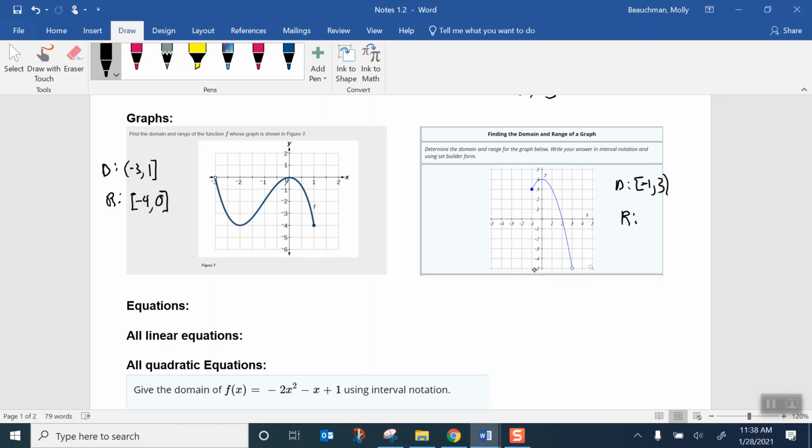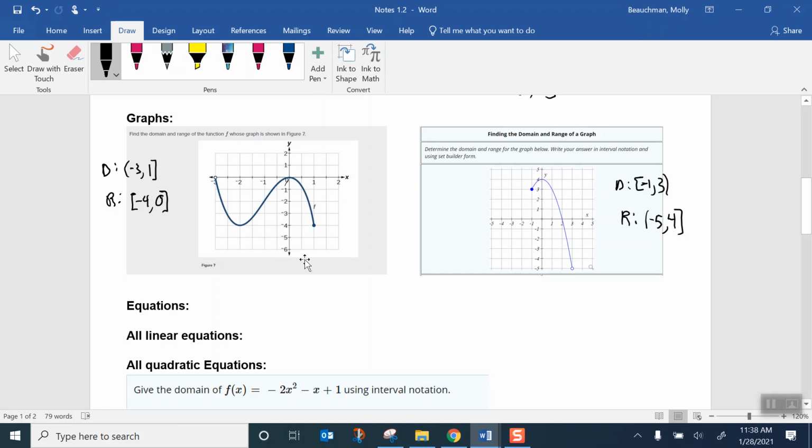The range, the lowest value is -5. It does not include -5 because we've got an open circle. And the highest value is 4 on the y-axis. It touches 4, so that's a bracket.